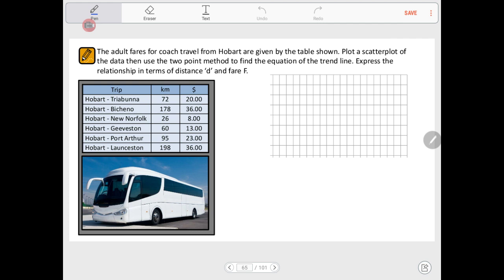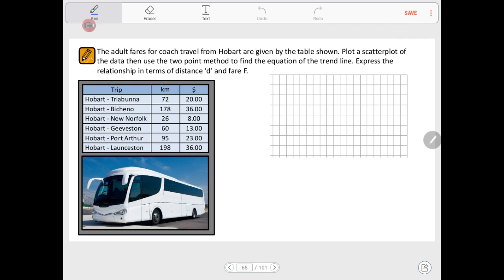So we've got a situation where we have coach travel around Tasmania, or bus travel around Tassie, and of course the further you go, the more it costs generally. So we've got the distance travelled and the fare, or the cost to travel if you buy a ticket to that place. So the first thing is to decide which is the dependent and which is the independent variable.